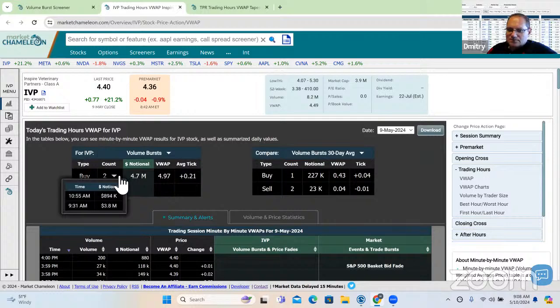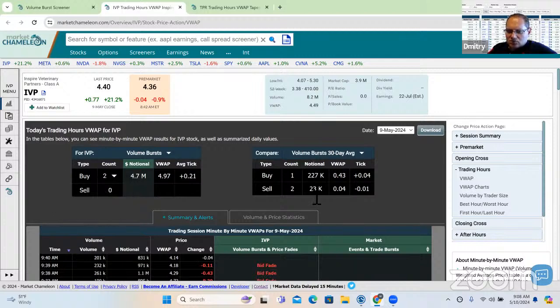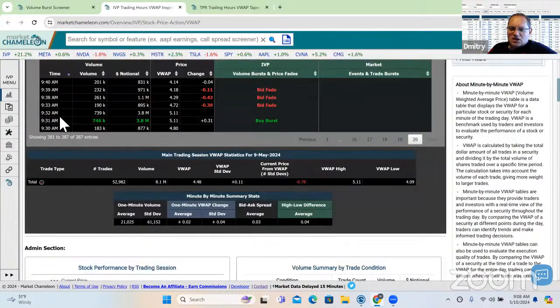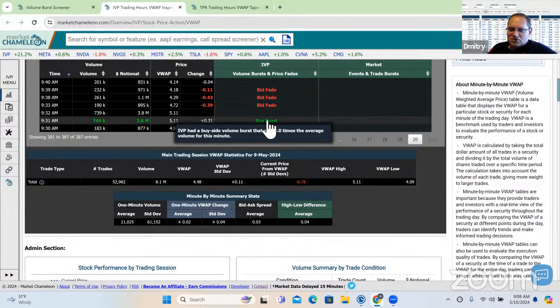So I'm going to drop this down, and you see 2 of them happen, one at 9:31 and one at 10:55. So I'm going to click on 9:31, and here almost right away, right after the open, what we see is $3.8 million worth of stock on a buy burst over here.